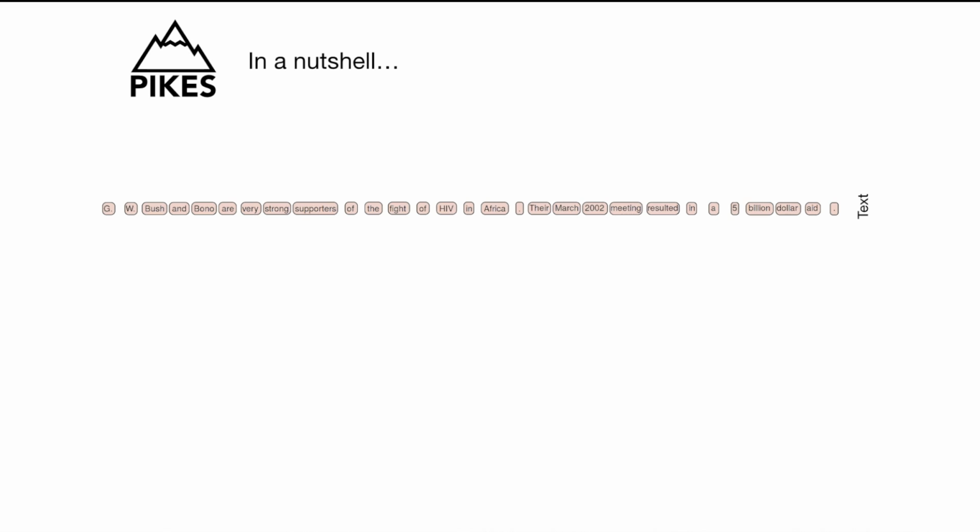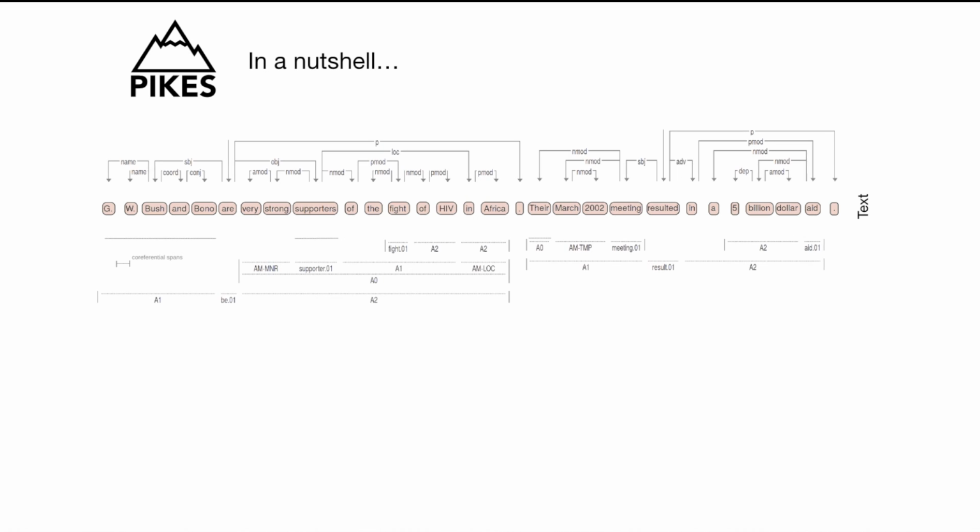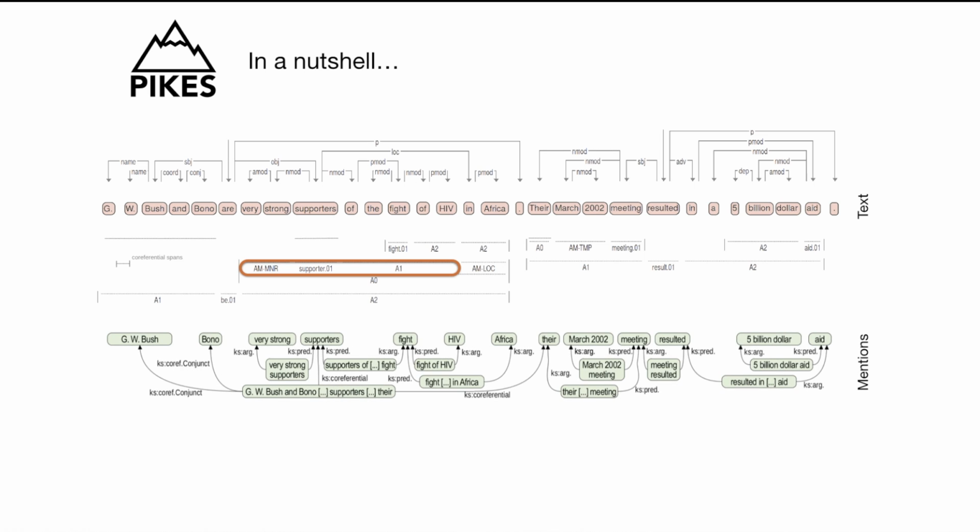PIKES works as follows. Starting from an English text, PIKES annotates it exploiting several natural language processing tools, performing shallow NLP tasks such as tokenization and part-of-speech tagging, as well as deep NLP tasks such as dependency parsing, shown above the text, and semantic role labeling, shown below the text. For instance, semantic role labeling allows PIKES to extract the NomBank support predicate, with beneficiary role fight of HIV and manner very strong.